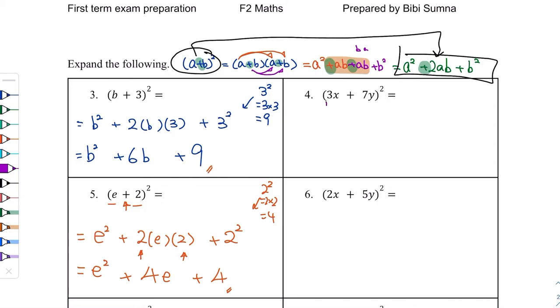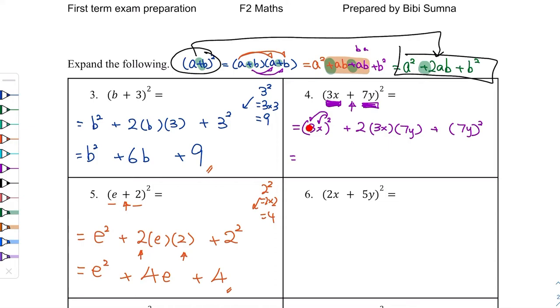So it's again a, this whole thing is called (a + b) square. So it equals a square plus 2ab plus b square. Now how do we do this? You have to be very careful. This square goes to here and it also goes to here.